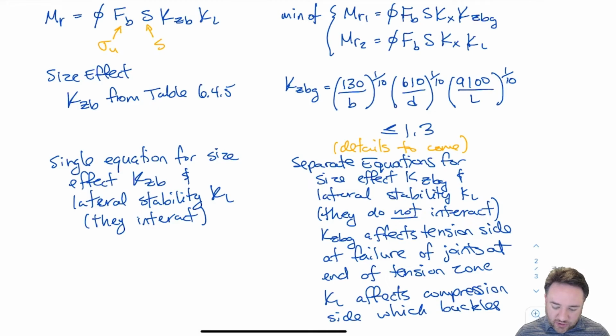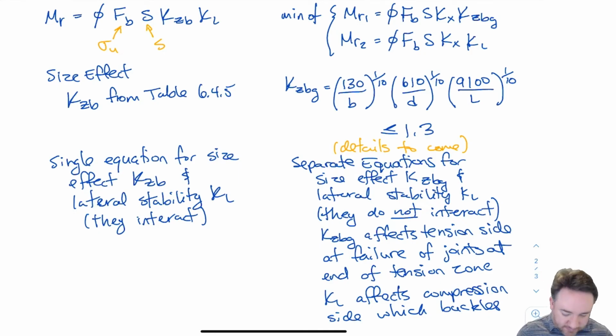So again, for lumber, we have a single equation that includes both size effect and lateral stability because they interact in terms of strength, because size effect affects the entire beam depth. And for glulam, we have separate equations, one that takes into account size effect, the other which takes into account lateral stability, because those two effects are on the tension side and compression side of the beam respectively, but separate, and they don't interact.